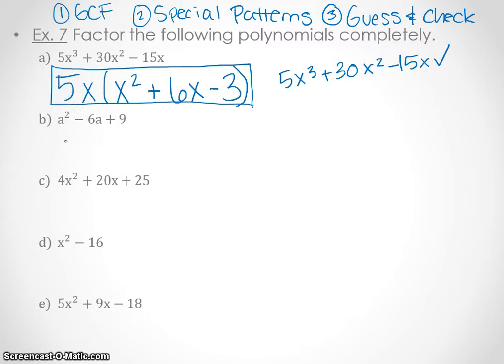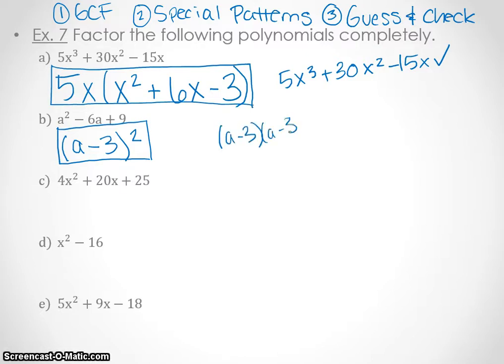Now notice there's a minus here, so we have to make sure that we use A minus 3 instead of the plus, and we know that it's going to be squared. So that's our perfect square pattern. Let's double check it. We'd have A minus 3 times A minus 3. A times A is A squared. A times a negative 3 is a negative 3A. Negative 3 times A is a negative 3A. And then negative 3 times negative 3 is a positive 9. When I combine these, negative 3A plus a negative 3A is a negative 6A. Plus 9, bada boom, bada bing, we got it. So that's one of our special patterns there.